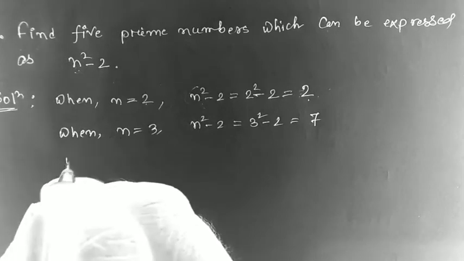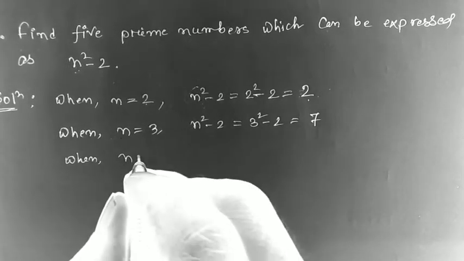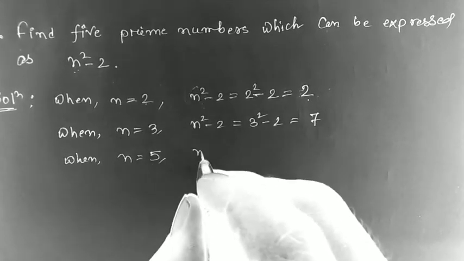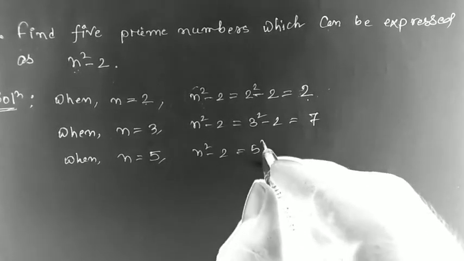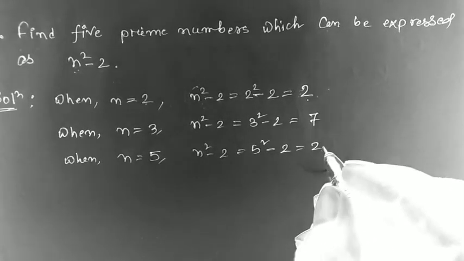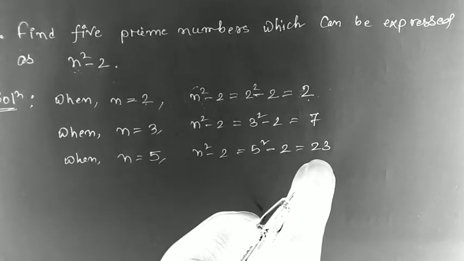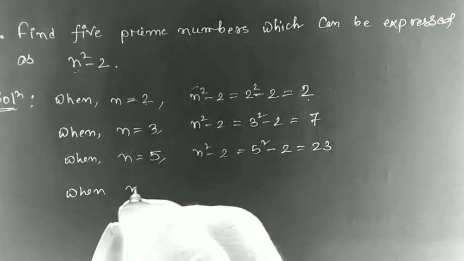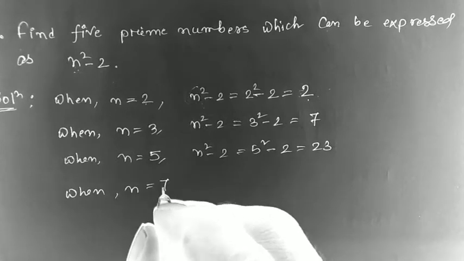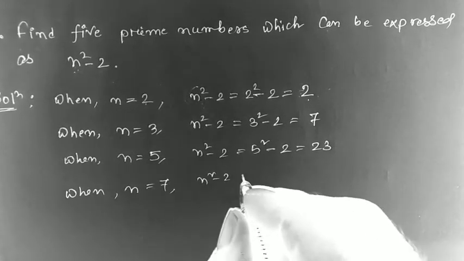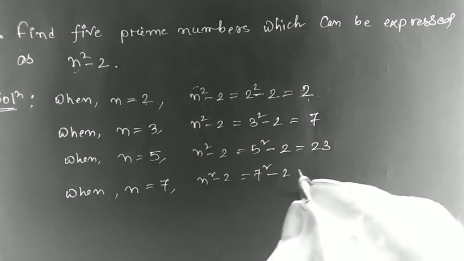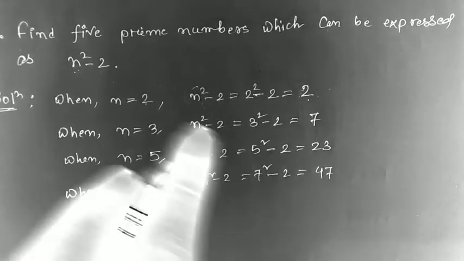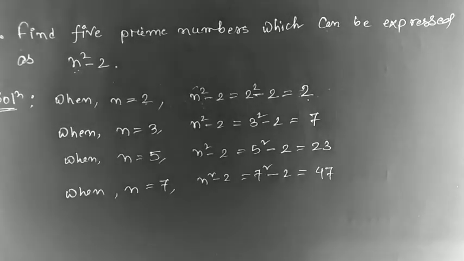Let's see. When n is equal to 4? Because 4 is a composite number, n is equal to 5. So n square minus 2 is 5 square minus 2. That means 23. So 23 is also a prime number. Let's see. When n is equal to 7, n square minus 2 is 7 square minus 2, which is 47. So 47 is also a prime number which is of the form n square minus 2.